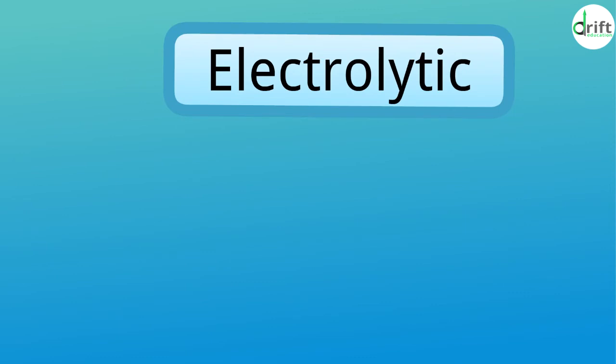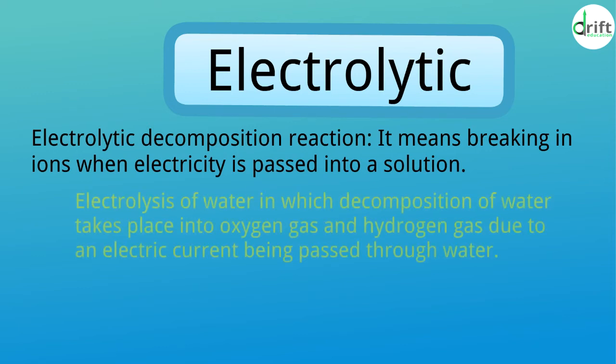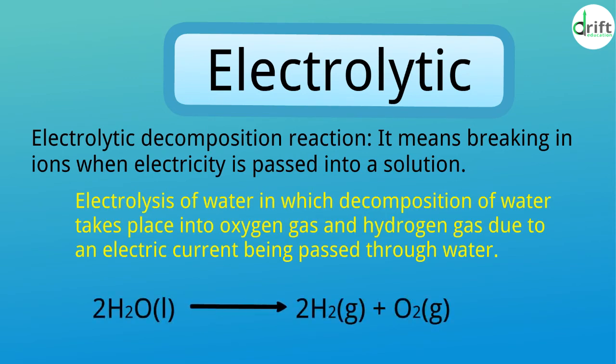Next comes electrolytic decomposition reaction. It means breaking up in ions when electricity is passed into a solution. An example will make it clear. Electrolysis of water, in which decomposition of water takes place into oxygen gas and hydrogen gas due to an electric current being passed through water. 2H2O liquid gives 2H2 gas plus O2 gas.